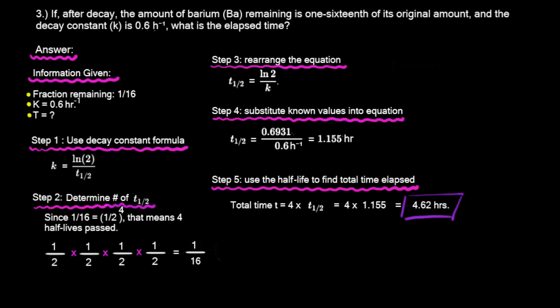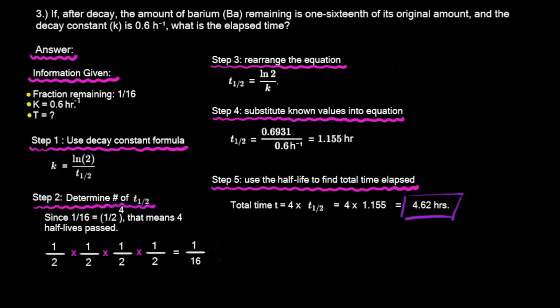In step number 1, we need to use the decay constant formula, which is K is equal to ln2 divided by the half-life. In step number 2, we need to determine the number of half-lives. We know that each decay process reduces the amount of substance by 1/2. To reach a remaining fraction of 1/16, we multiply 1/2 by itself until we reach that value of 1/16. So 1/2 multiplied by itself 4 times gives us a value of 1/16, meaning that for this time frame, 4 half-lives have passed.